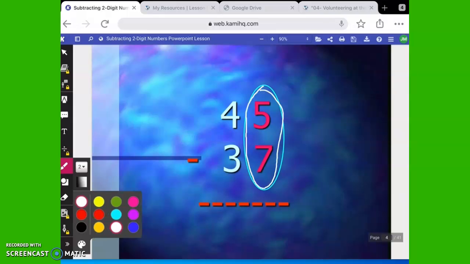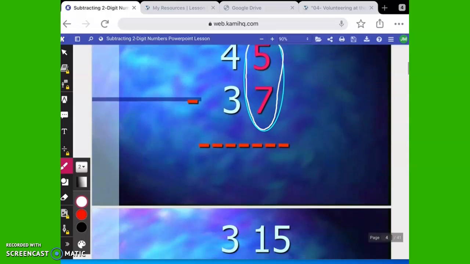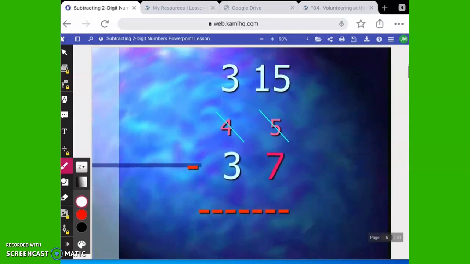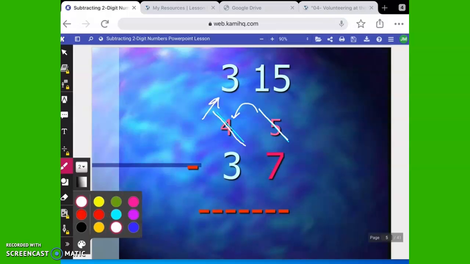Now we know that we cannot take 7 away from 5. So we are going to have to borrow from the tens place value. So what we're going to do is take the 5, mark through that, and then go borrow next door from the 4. When we borrow from the 4, we're going to mark through that, write a 3 above that, and add the 1 that we borrowed from the 4 to the 5 to get 15.